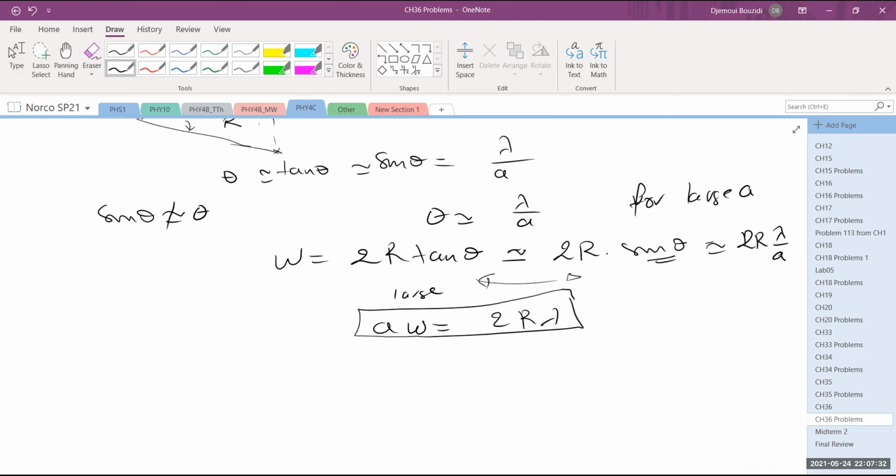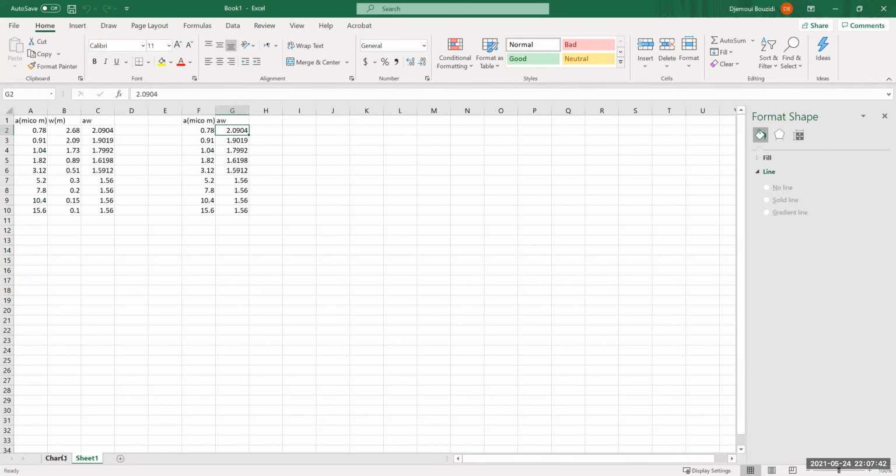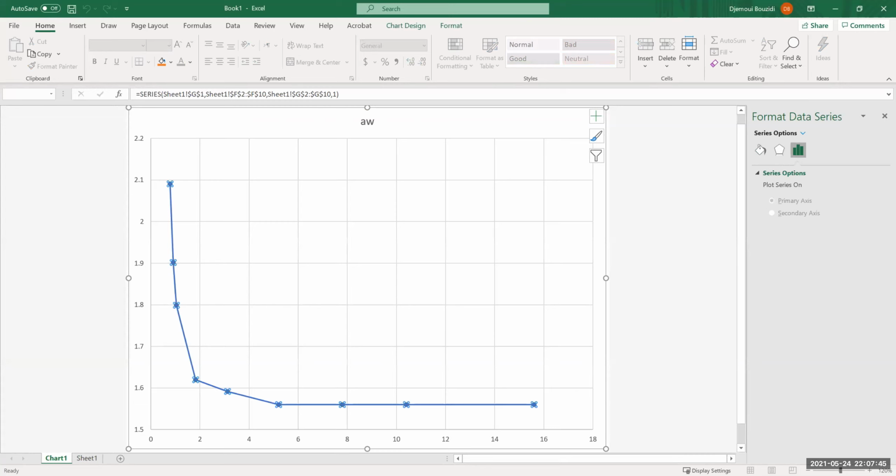That's why in the graph that we drew, let me stop sharing the screen and go back to the graph so that you guys see what I'm talking about. That's why the graph on Excel, for large values of A, does not change. A times w is constant, and it's equal to 2r times lambda, actually. But for small values of A, it's no longer constant, because sine theta and tangent theta are not the same, they're different. So that is the problem that we ran into. That is the description of this graph. So that is how this data that we collected is behaving.